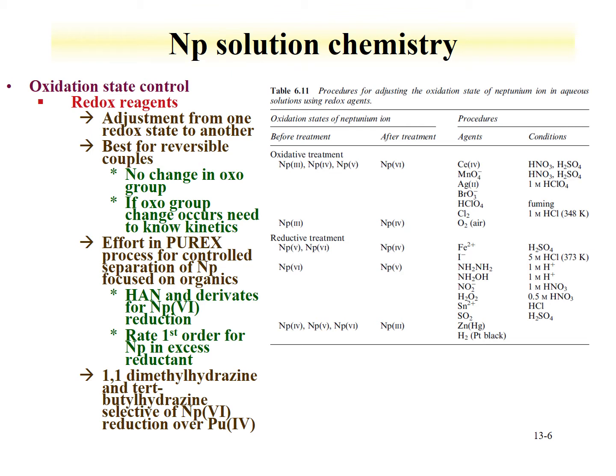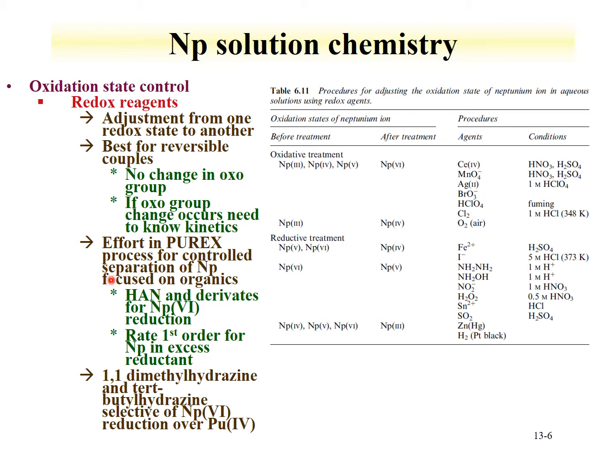This information is important particularly in separation systems, where they may not want neptunium to extract. So neptunium-5 will not extract in a PUREX environment with tributyl phosphate. However, if neptunium oxidizes to the 6 or reduces to the 4, it can extract. So work has been performed evaluating redox control of neptunium in PUREX systems.